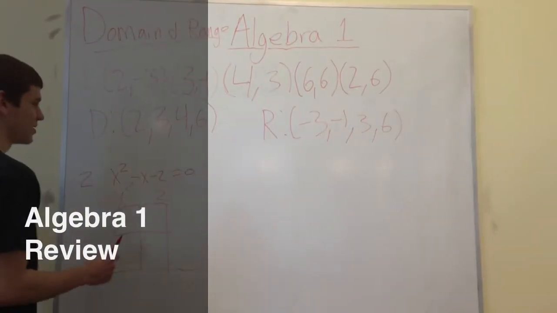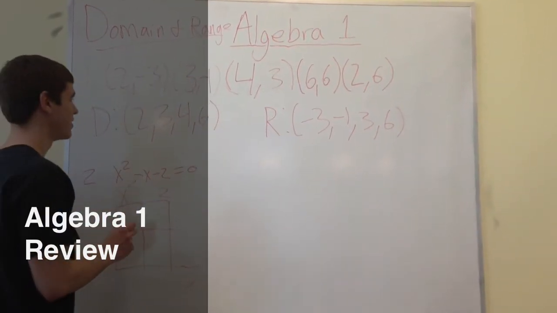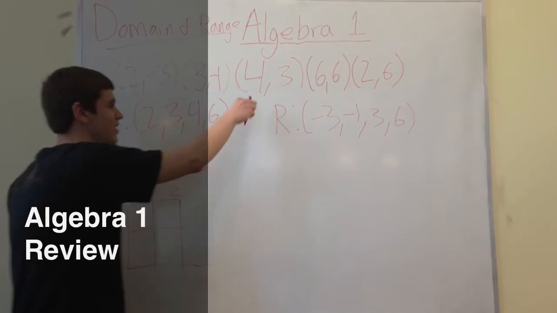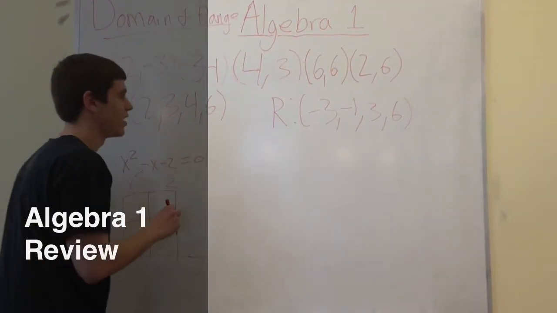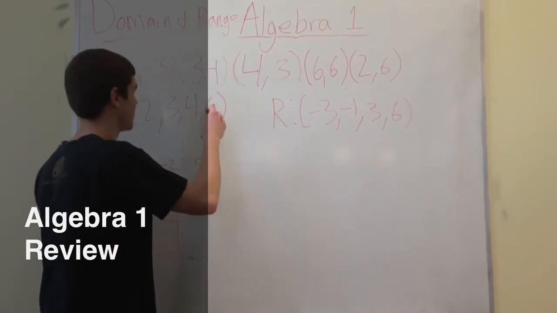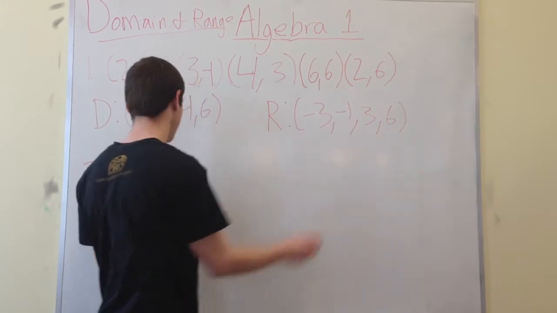To define the domain of these coordinate points, you take the first of every number, and you get 2, 3, 4, and 6. You don't need to write the 2 since it's already here. To find the range, you take the second number and you get -3, -1, 3, and 6.